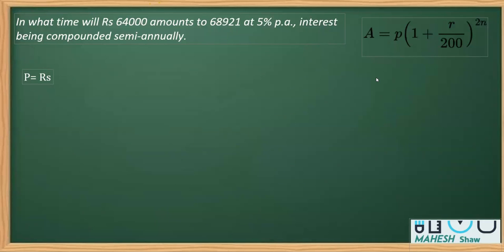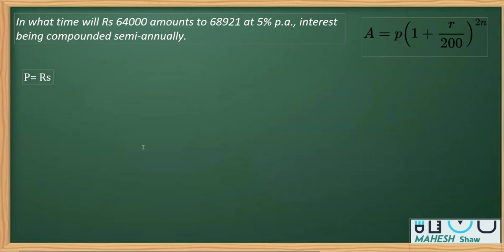Here in this question, it says that in what time will rupees 64,000 as the principal amount amounts to rupees 68,921 at the rate of 5% per annum interest compounded annually. Yeah, this is semi-annually, that means half yearly. So we'll be applying this formula for semi-annually.